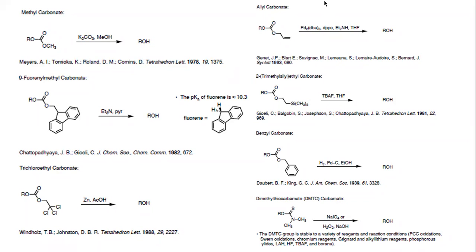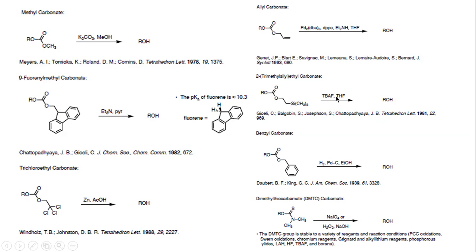So you can remove the alloc carbonate using palladium dba, probably a catalytic cycle, a catalytic method here to remove that. And then again, here's another way to remove the carbonate. It's a silicon substituted carbonate, so you use TBAF in this case, tetrabutylammonium fluoride, and do that in THF.